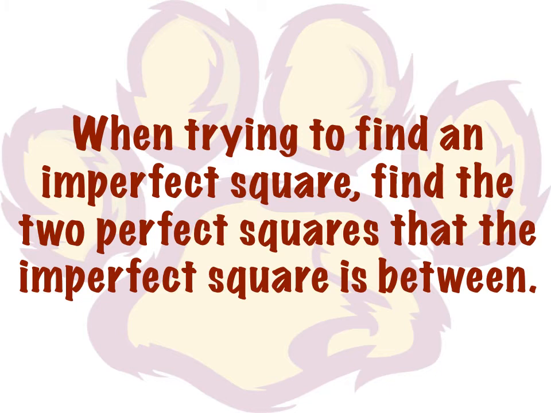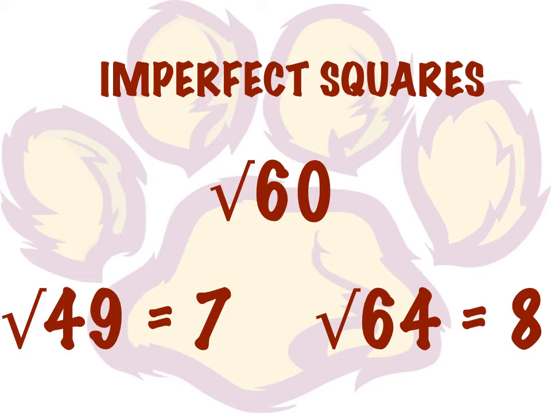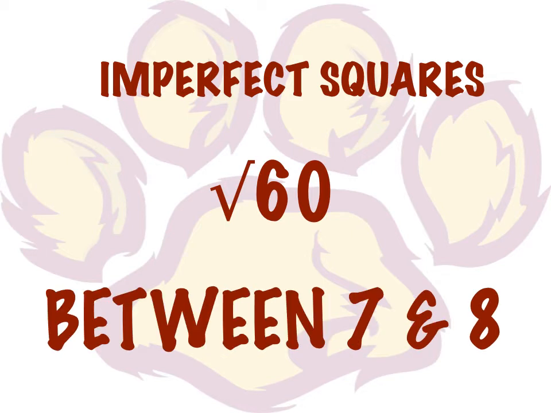When you're trying to find an imperfect square, we're going to use the two perfect squares that imperfect square is between. So if we go back to the square root of 60, we know that 60 is between 49 and 64. The square root of 49 is 7. Square root of 64 is 8. We want the two consecutive integers that square root's between. So that means we know that the square root of 60 is somewhere between 7 and 8.